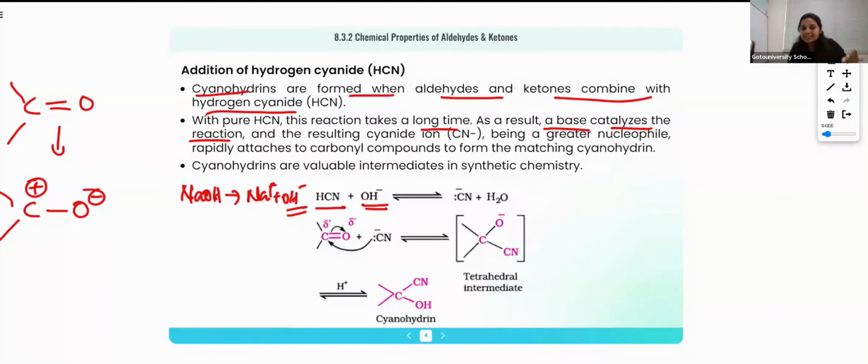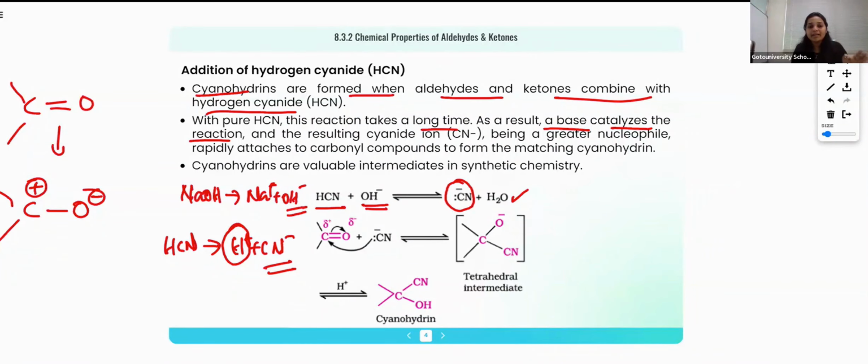So the hydrogen cyanide will react with the OH minus present in the base and produce CN minus ions. Why? Because HCN will produce H plus and CN minus ions. This H plus ion will be taken by OH minus and produce water. So the remaining thing is the CN minus ion only. Understood?